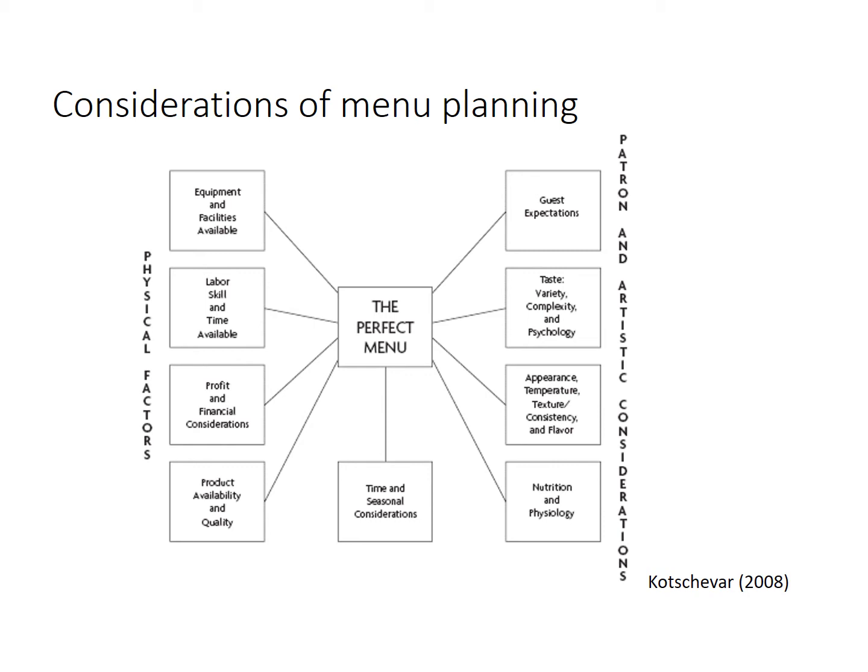Perfect menu in terms of making sure that it meets the needs of your target customers, and to make sure that you are able to make a profit and take into consideration all the other financial considerations. You need to obviously review the product availability and the quality. As I said to you before, a dim sum that I had had very specialist items on it. So are those specialist items available? Time and seasonal considerations, and what are the guest expectations?